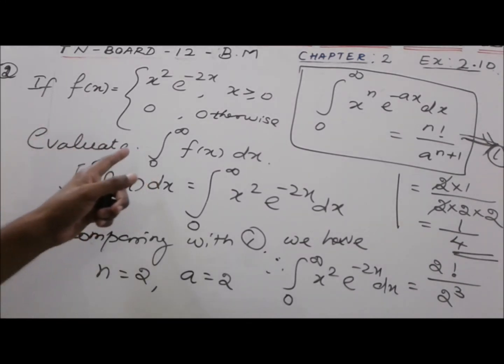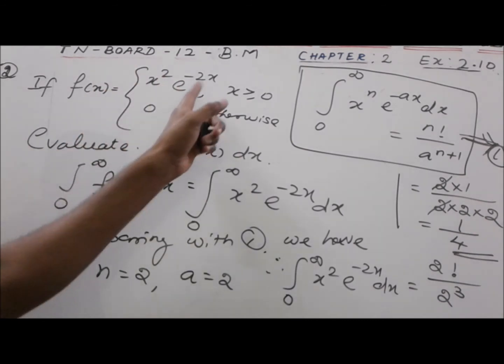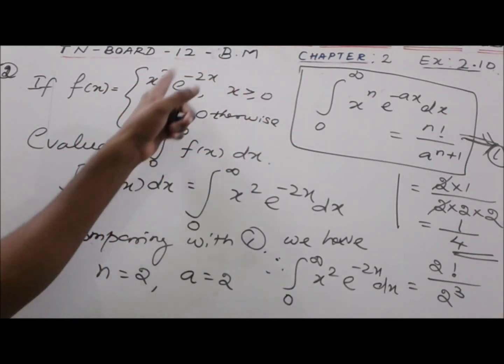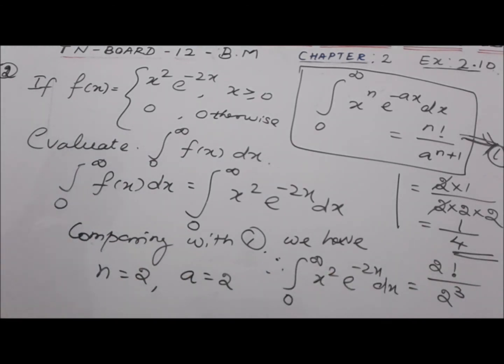So the value of the integral from 0 to infinity of f of x dx, when f of x is the function x square e power minus 2x, is equal to 1 by 4. That's all, we have completed exercise number 2.10. Now we are moving to some of the examples in it.